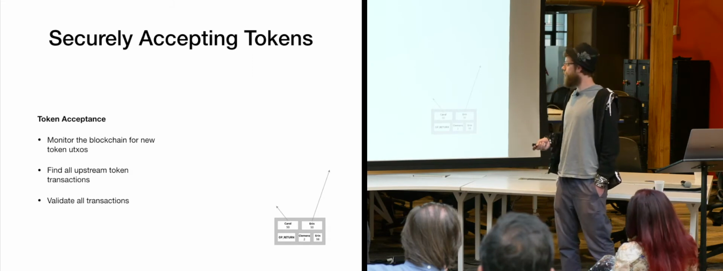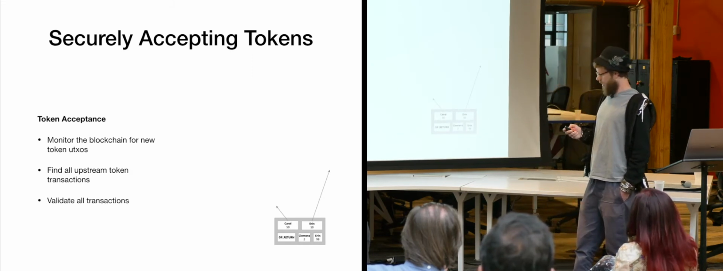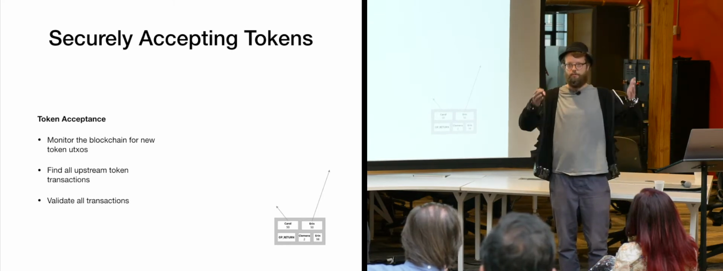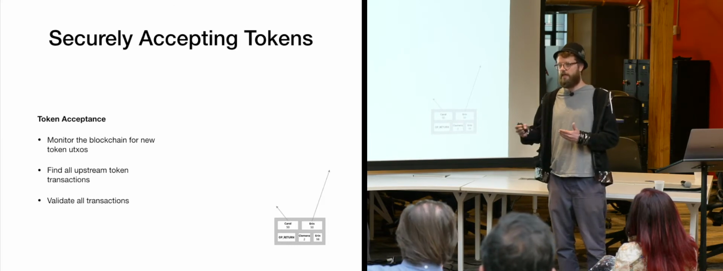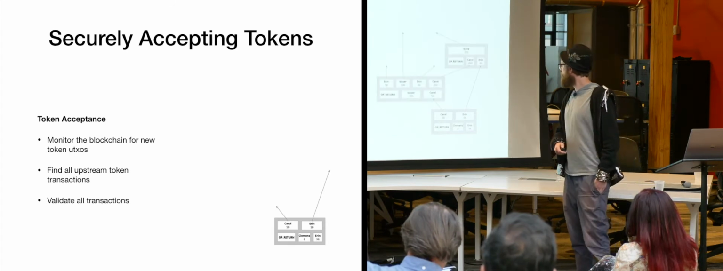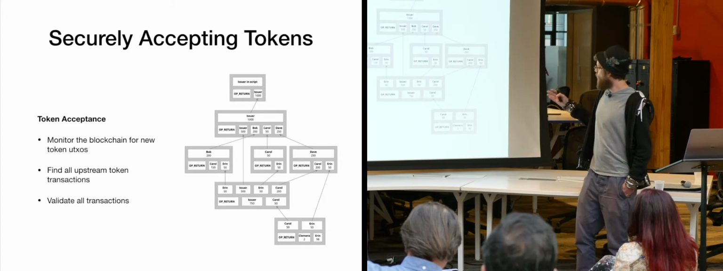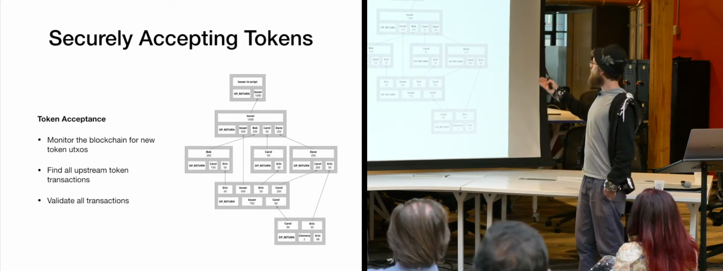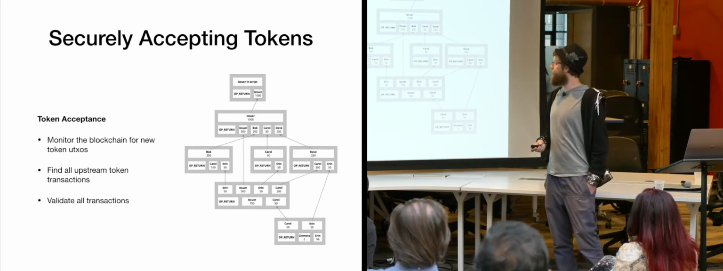To check that this is a valid token, I need to find all the upstream token transitions, which are pretty much the history of this token. Every time this token has changed hands, I must make sure that everything was fine. So I query the blockchain and find all upstream Bitcoin transactions, all the token-bearing ones, until I finally hit the token issuance transaction that I explained in step number 1.